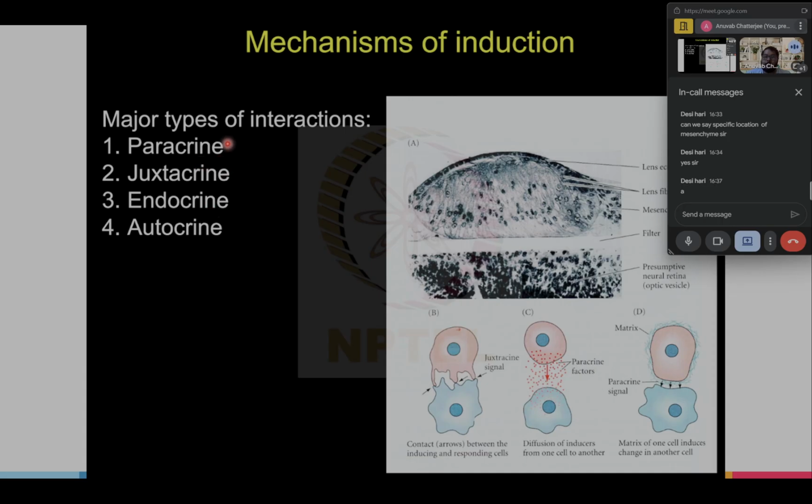So we are mostly interested in the 1, 2 and 4: paracrine, juxtacrine, autocrine. And paracrine is the one that we focus the most on because this is the most interesting one, where cells can signal to their neighboring cells via signaling molecules which are secreted.